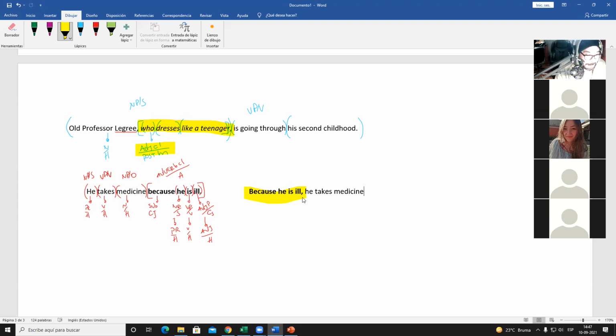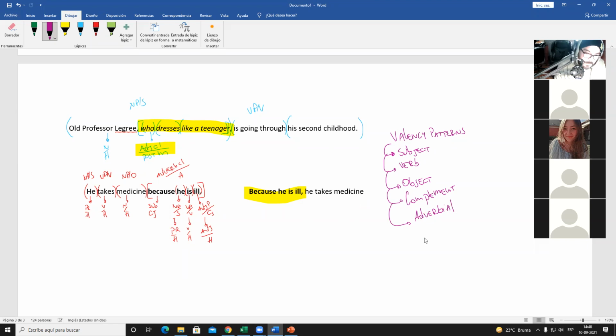Profe, yo no entendí por qué es un adverb. Porque en los valency patterns tenemos unidades que generan un valency pattern, ¿cierto? Sujeto, tenemos el verbo, tenemos el objeto, tenemos el complement, y tenemos el adverbial. ¿Ya? El punto es este.